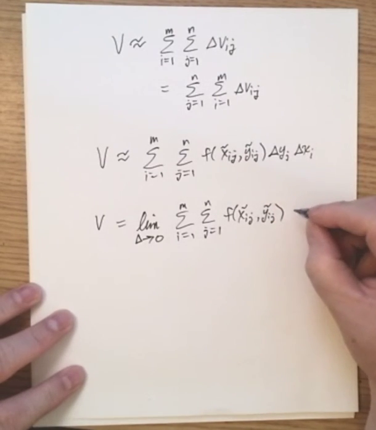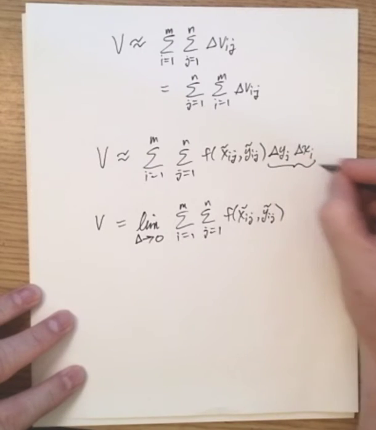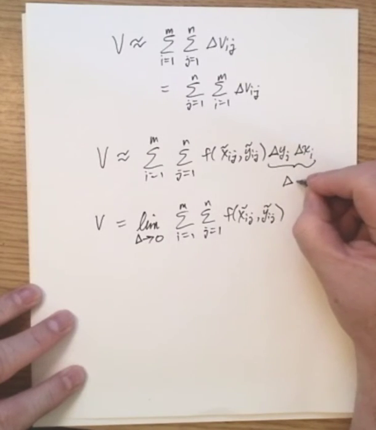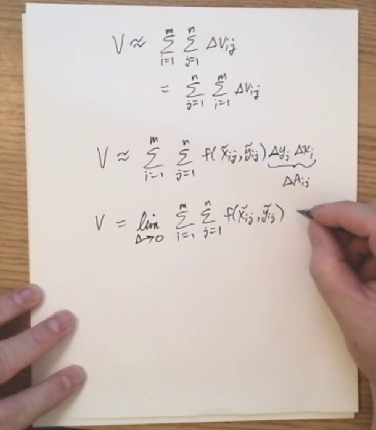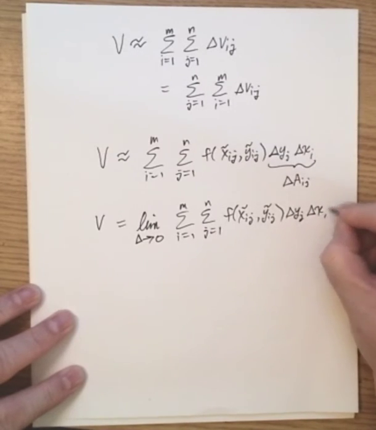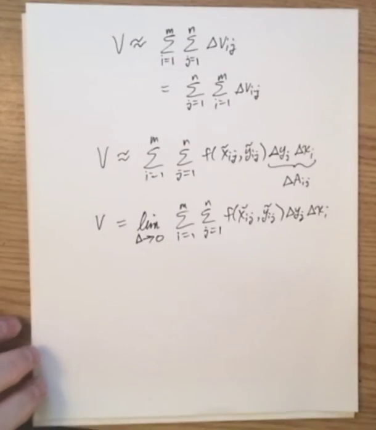Some people would actually write this, by the way, and I should have thrown this in here, as delta A sub ij. That would be the area of the ijth rectangle. But the way I'm writing it here, I would want y's before x's. But I could turn those around.